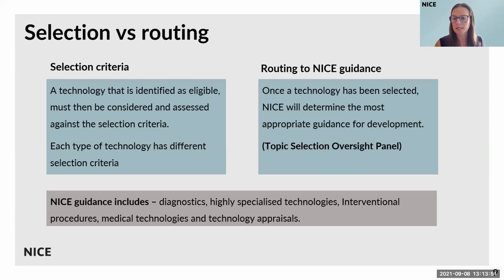So once we've considered its eligibility, we've decided that absolutely there is value in NICE producing guidance for this, it should be selected. Now is the appropriate route, as in which guidance product does it go to? So as you can see on the bottom there, we've got diagnostics, highly specialized technologies, interventional procedures, medical technologies, and technology appraisals. And that there is the role of the topic selection oversight panel. They look more at the routing, and in some cases they look at the selection as well, where there are some topics that are not as clear cut as to whether they should be selected or not.